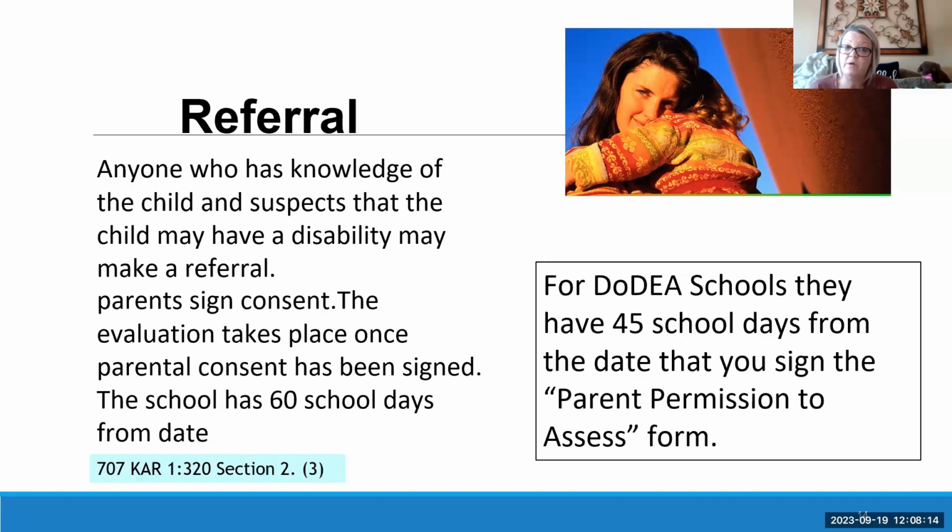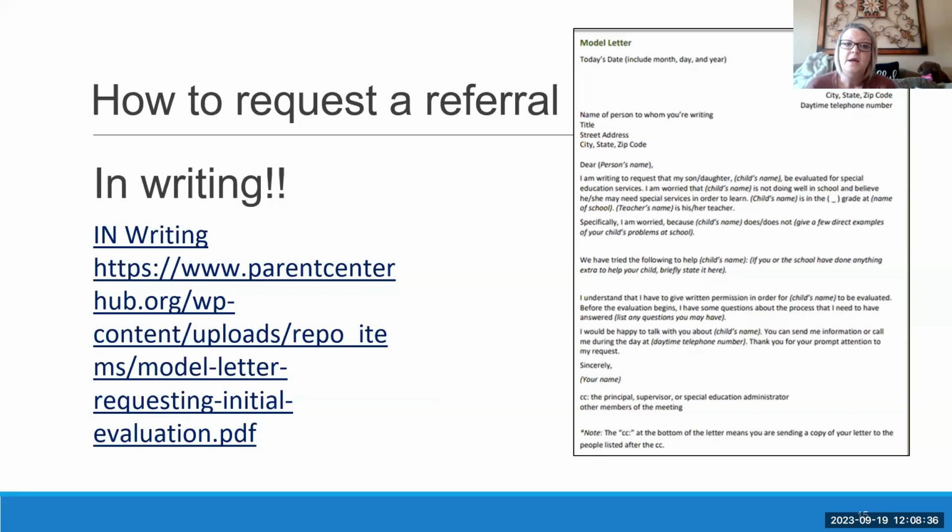Something we always remind everyone when you are requesting a referral or an evaluation, please, please put that in writing. You want to make sure you have that not only for yourself and your records, but also so that the school has that for theirs. How to request a referral in writing. As you see here on the screen, we absolutely love this example of a letter on how to request a referral. You all will be receiving these slides, so you can have access to these resources to utilize at a later time.